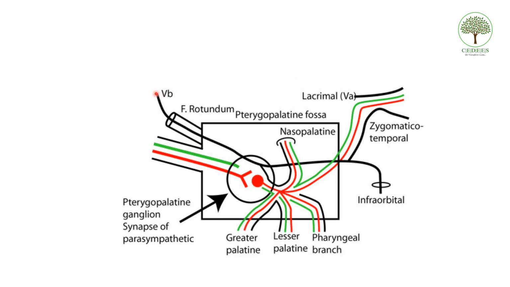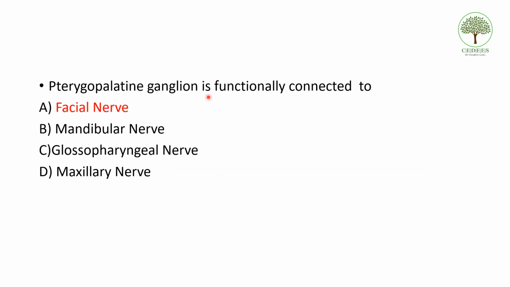The black fibers, which are arising from the maxillary nerve, just pass through the ganglion without synapse. The green fibers arising from the deep petrosal nerve, or sympathetic fibers, just pass through the ganglion. The maxillary nerve is sensory. This has three roots: sensory root, sympathetic root, parasympathetic root. Only the parasympathetic fibers synapse at the ganglion. Whichever fibers synapse at the ganglion are functional fibers. So pterygopalatine ganglion is functionally connected to the facial nerve, the greater petrosal fibers of the facial nerve.